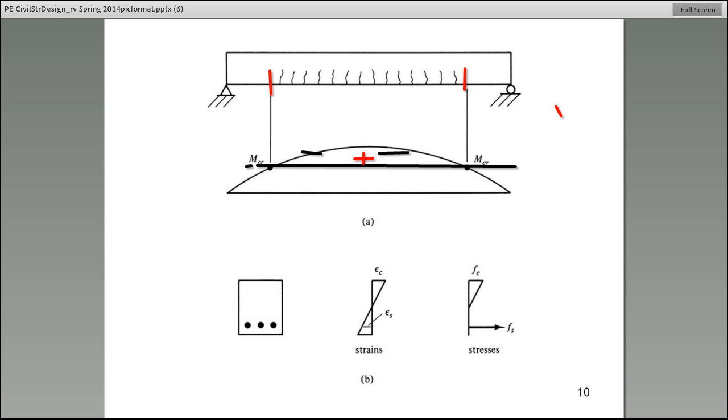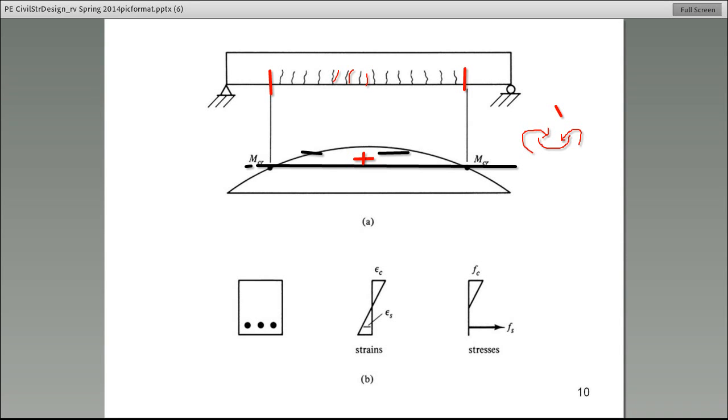You got it. It's a smiling face. So positive moments cause the beam to deflect like this. So what do we learn? What do we observe? The bottom is in tension. All right? So the bottom is in tension. These cracks develop on the tension side.